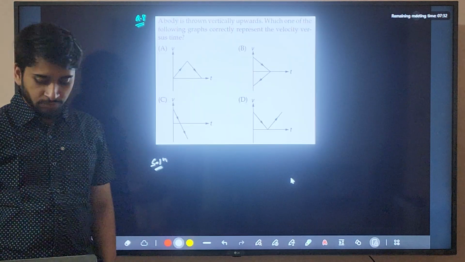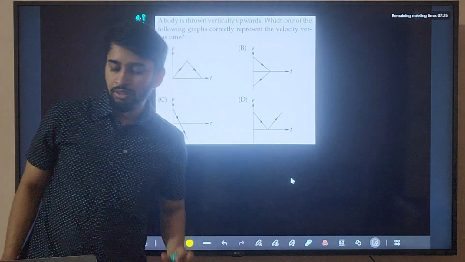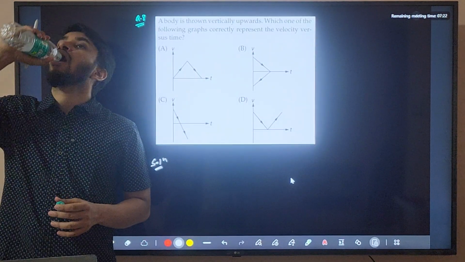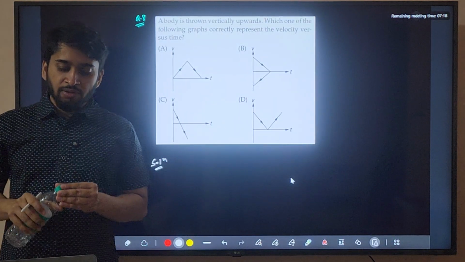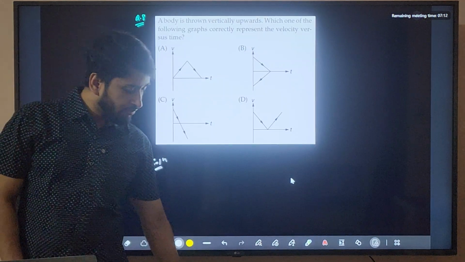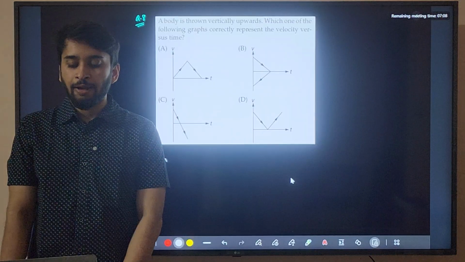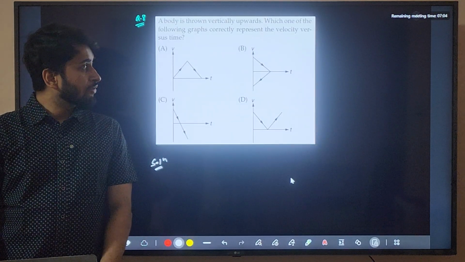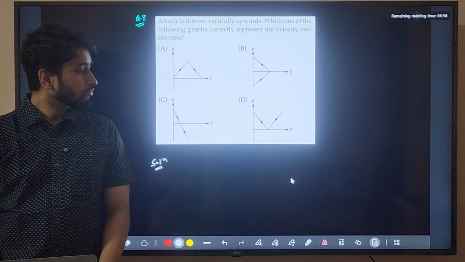Another interesting question. Go through the question, try to understand what it says, right? The question says: a body is thrown vertically upward, which one of the following graphs correctly represents the velocity versus time? So a body is thrown vertically upward. We need to figure out which of the following graphs correctly represents the variation of velocity with time, right?